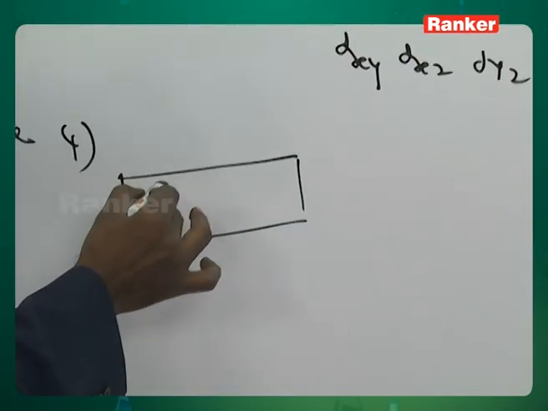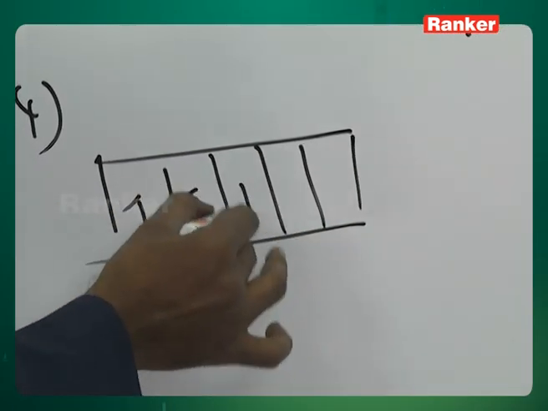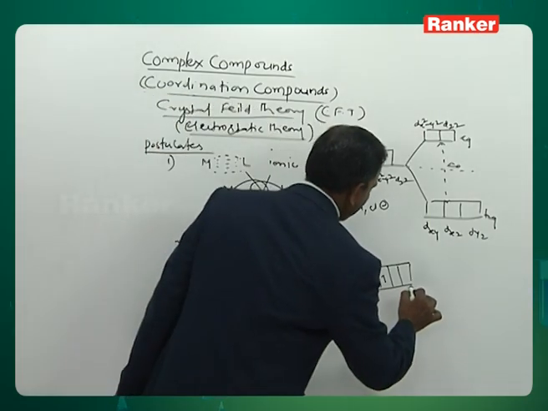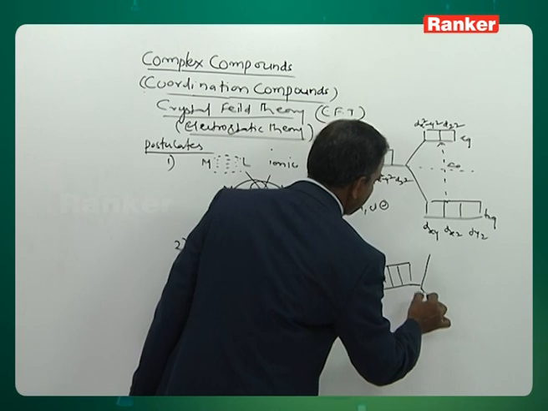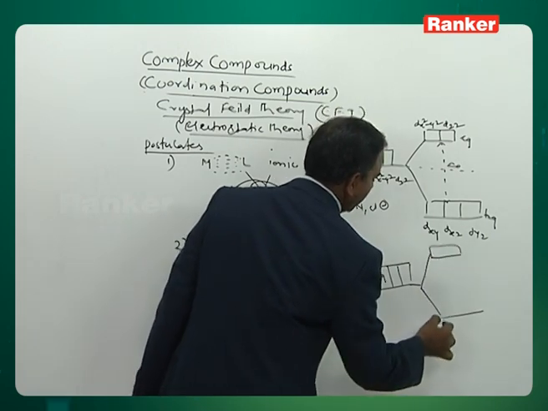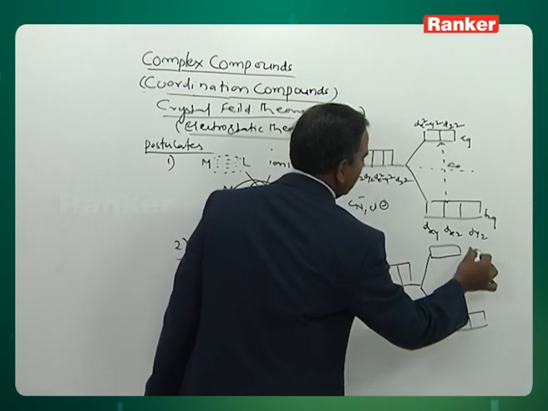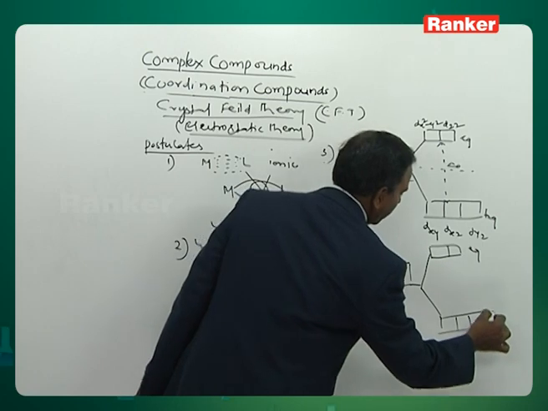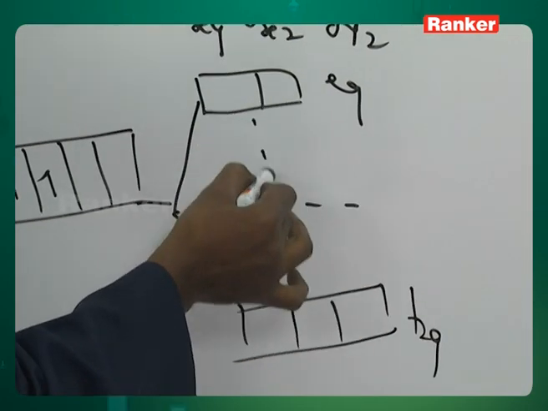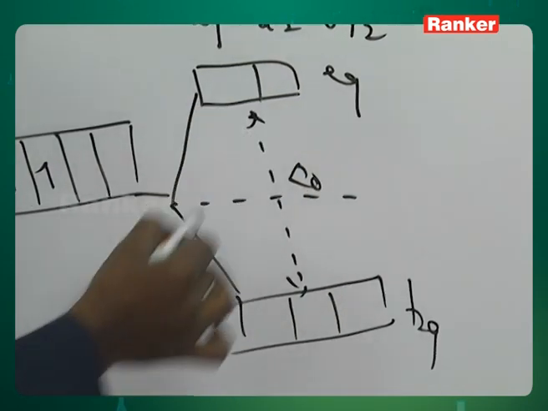Consider 5 d orbitals. A d3 electronic configuration will take 1, 2, 3. Let me write the d3 electronic configuration. This d orbital is splitting into different energy levels. After the splitting, the electronic arrangement is like this. This is t2g, t2g and eg. This one will be delta O.